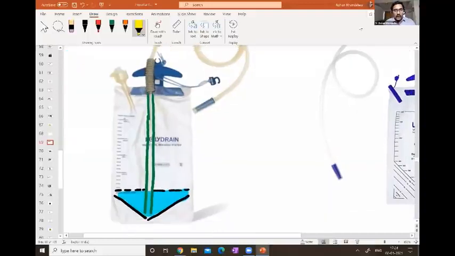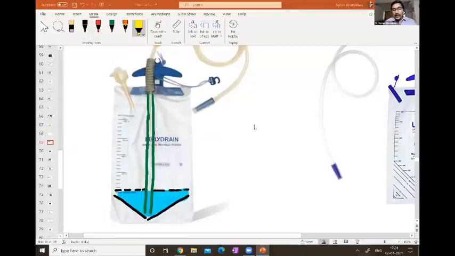The lower end of the tube is submerged underwater, and the reason why we are submerging it is so that air bubbles can bubble out. Air can bubble out, but air will not be sucked inside again. That is why we call it an underwater seal. If bubbles are coming out, that means the chest tube is in the right position.